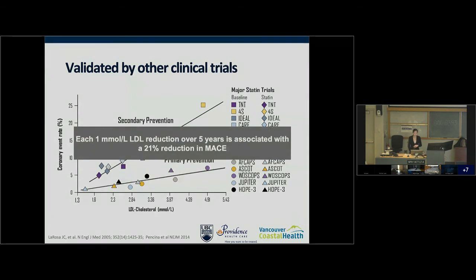Now, the conclusion from a big meta-analysis looking at over 90,000 patients in total showed that for each 1 millimolar per liter decrease in LDL, there is an associated 21% reduction in MACE over 5 years. So MACE being major adverse cardiac events. The traditional ones that we think about are cardiovascular death, non-fatal MI, non-fatal stroke. And in fact, if you get your LDL even lower, so below 1.9, there's actually been shown regression of the plaque burden based on the GLAGOV study.